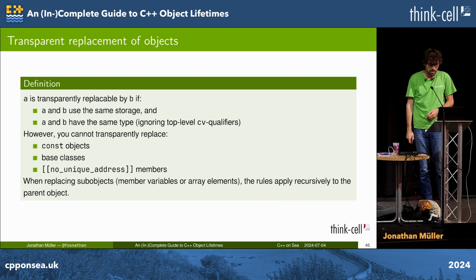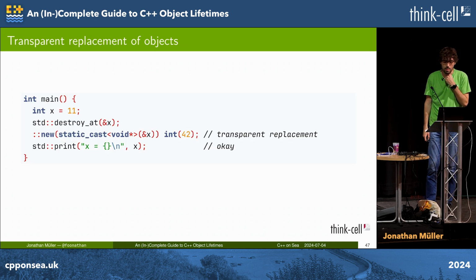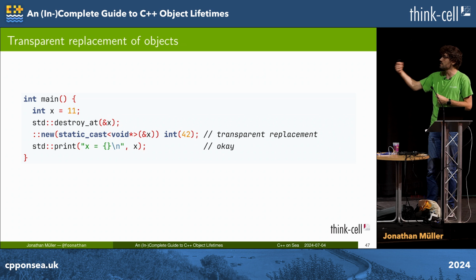So what this means in practice is this is a transparent replacement, right? We're replacing an int by another int at the same storage. We're not in one of those weird edge cases, so we can still use x. Because x automatically will refer to the new object, no longer the old one. Yes?